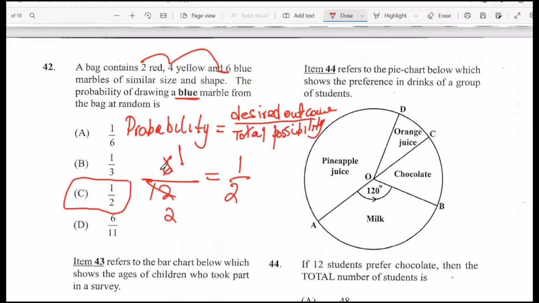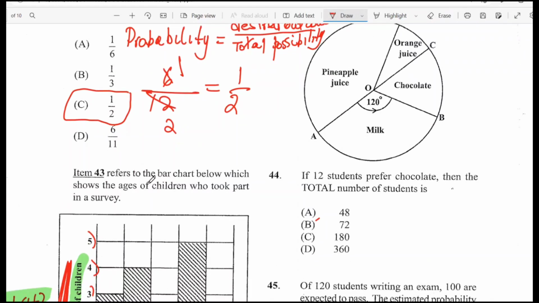Let's go to 44. Item 44 refers to the pie chart below, which shows the preference in drinks of a group of students. All right, so we're looking at orange, pineapple, chocolate, and milk. And the only number we got up there was 120 that is related to milk. The question says, if 12 students prefer chocolate, then the total number of students, we could attempt this question a number of ways.